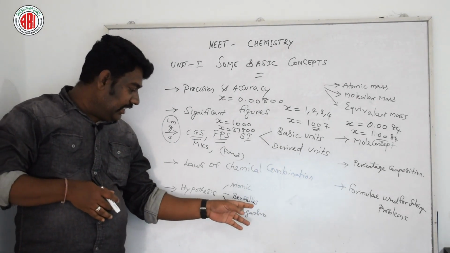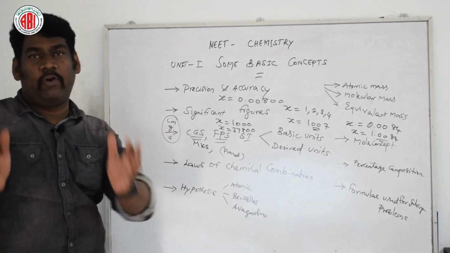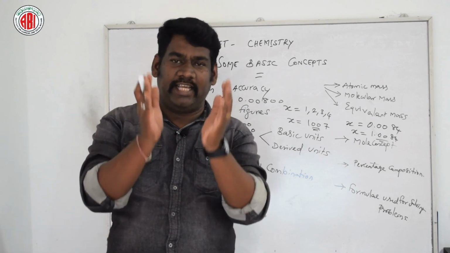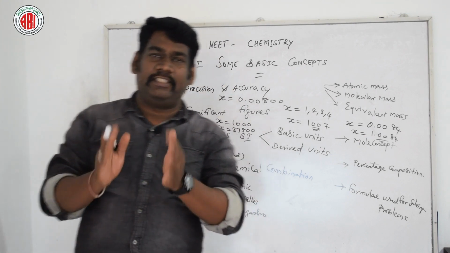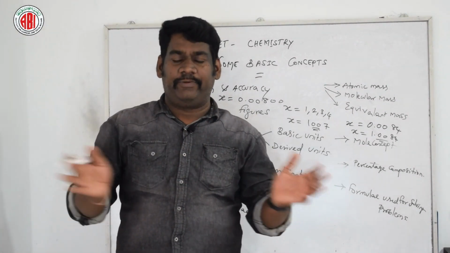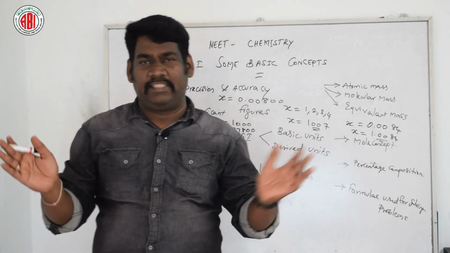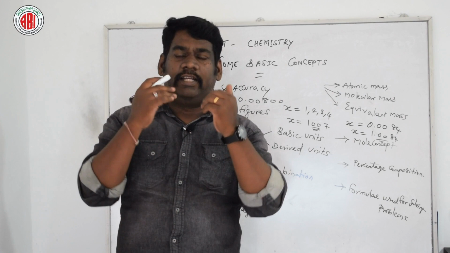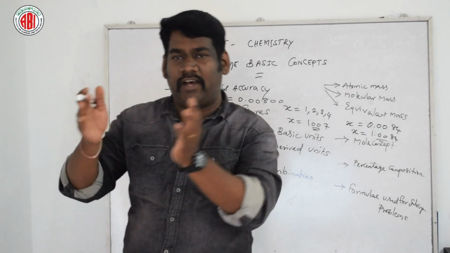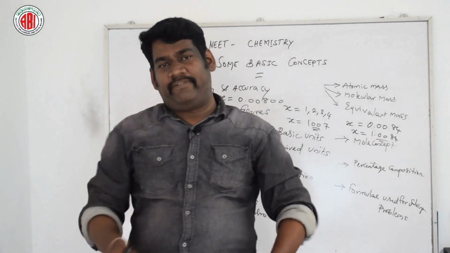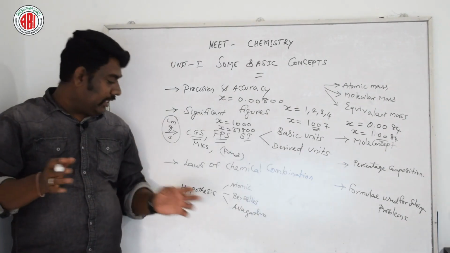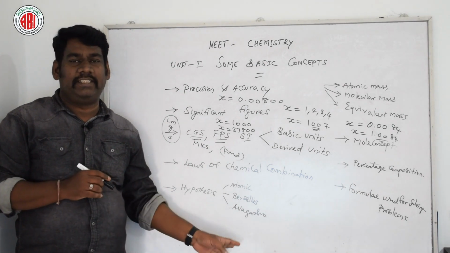Next we are discussing the Berzelius hypothesis. Equal volumes of all gases contain an equal number of atoms under the same conditions of temperature and pressure. This is the Berzelius hypothesis. Very simple: equal volumes of all gases. If you take different types of gases, hydrogen, chlorine, nitrogen, oxygen, any different gases, equal volumes of all the gases contain an equal number of atoms under the same conditions of temperature and pressure. So this is the Berzelius hypothesis, and it is very, very important.